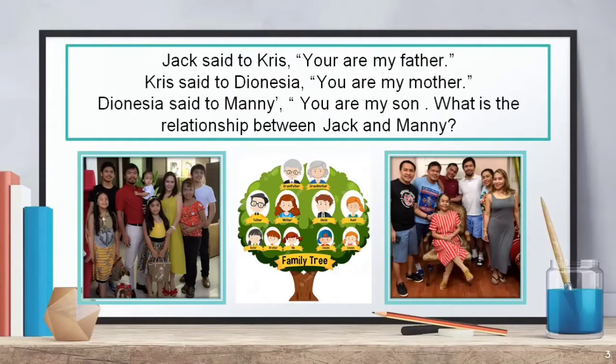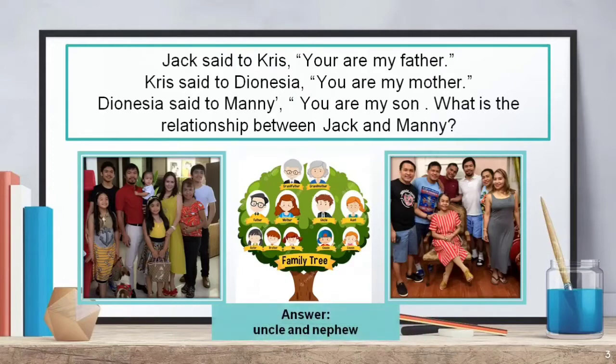Alright, so now let's go back to our question. So what is the relationship between Jack and Manny? Very good. So the answer would be uncle and nephew. Manny is the uncle of Jack, and Jack is the nephew of Manny. All right? So you know also your family tree.